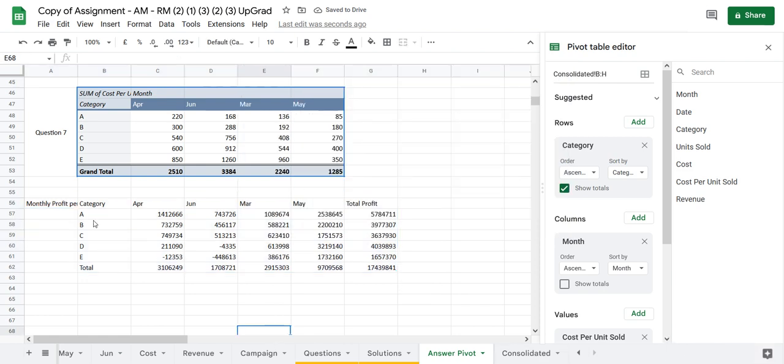for calculating monthly profit, we will take revenue, we'll take cost, and subtract. Okay, so for each and every category, for each and every month, I have calculated the difference between revenue and cost. So these are our answer for that particular thing. Just copy this one and paste it here. Okay, so we can take these numbers now for question number 8.